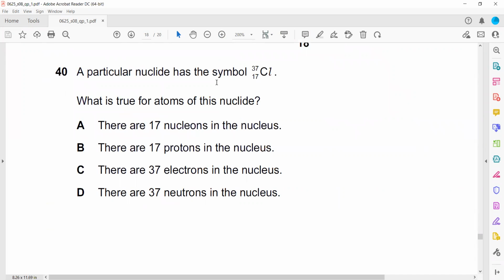And in question 40, a particular nucleus has the symbol 17 and 37. What is true for an atom? So it contains 17 protons, it contains 17 electrons, and 37 minus 17, so it contains 20 neutrons. And the nucleon number is 37. So there are not 17 nucleons, there are 37 nucleons. There are 17 protons in the nucleus, that is true. So statement B is correct.